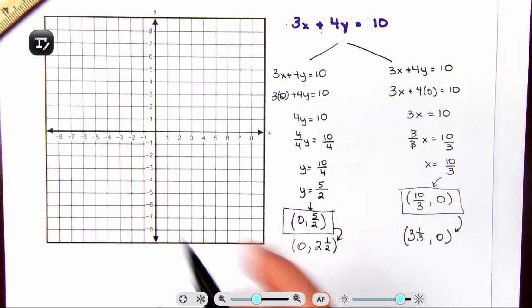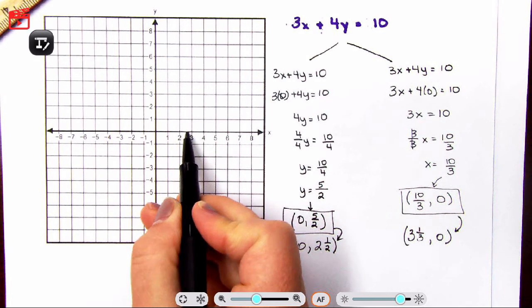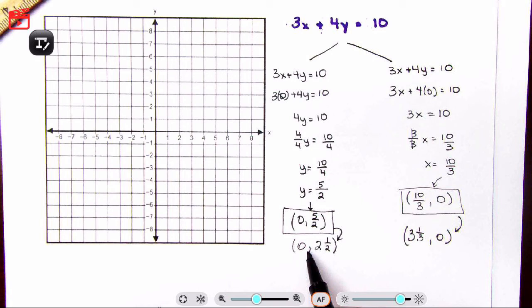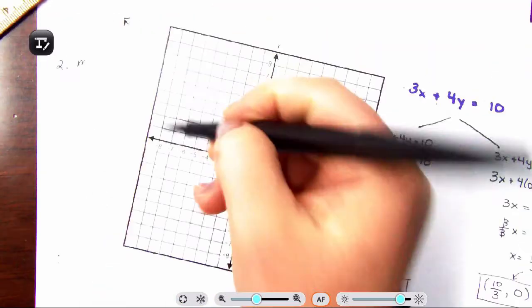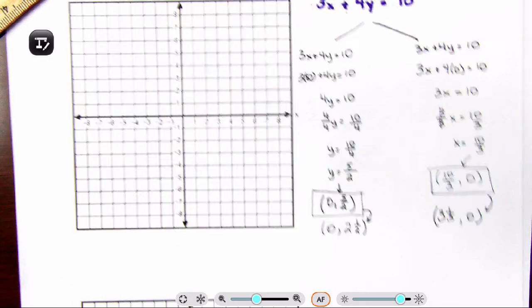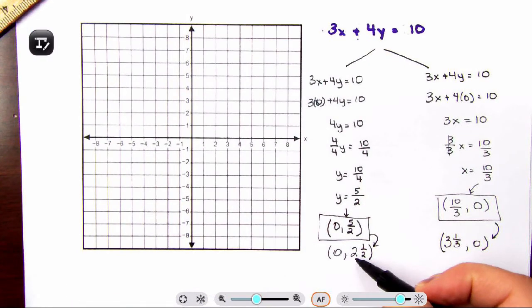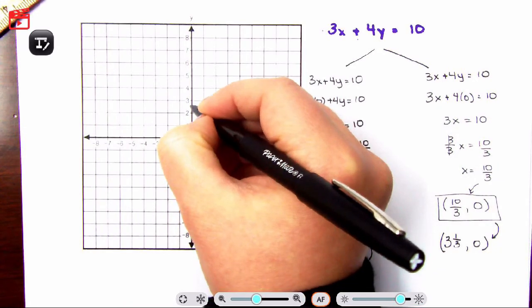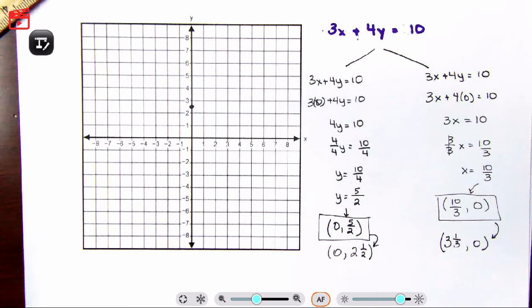So then 2 and 1/2, there's 2, and here's 1/2. Now this right here is your y-intercept, so it's going to be on the y-axis. So on your y-axis, I'm looking for 2.5. Here's 2, here's a half. 2.5 is right there. And on your x-axis, I have 3 and 1/3.